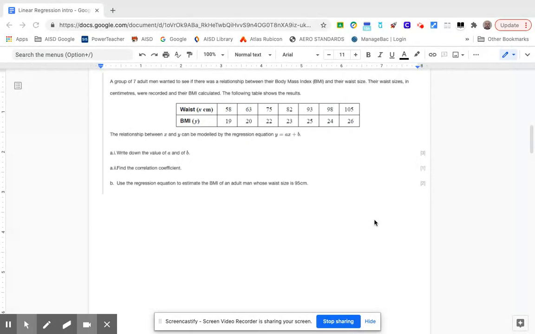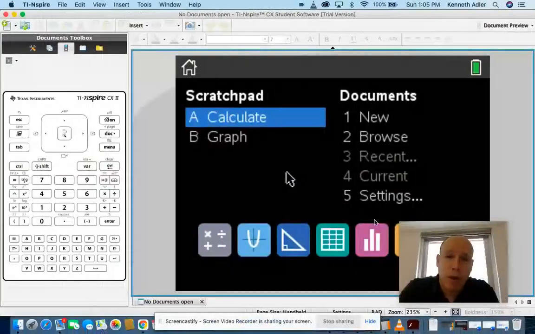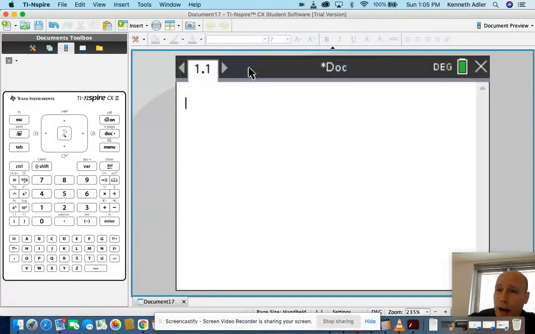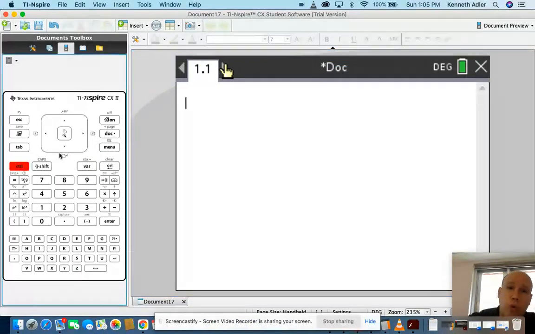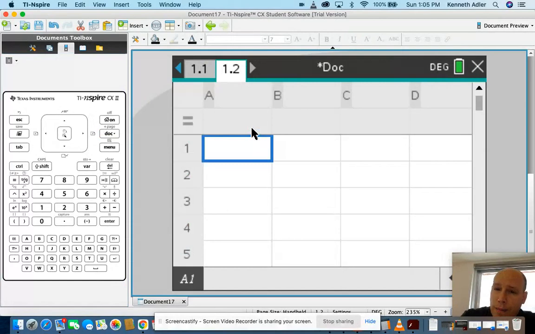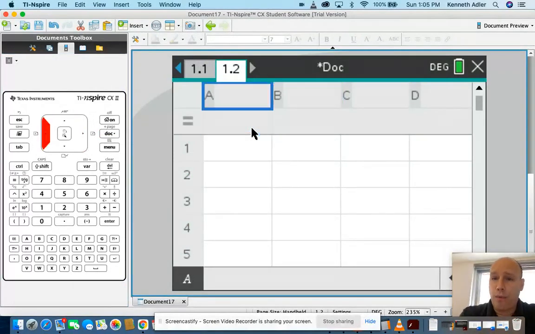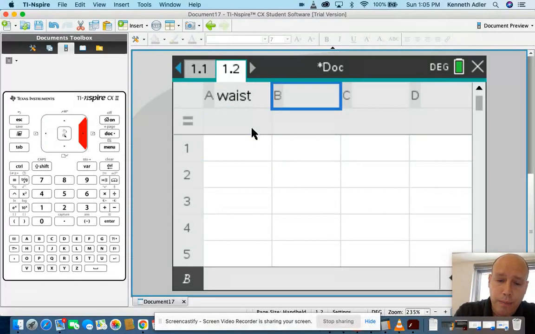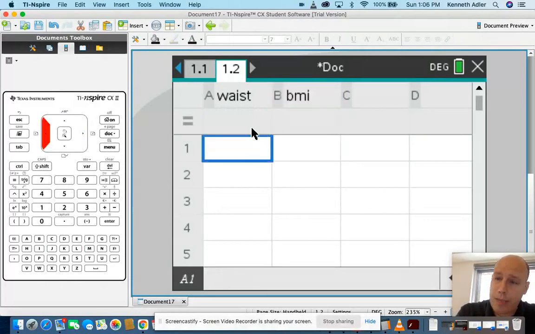Okay, let's get to work. So first thing we're going to do is go to the calculator. New. Then we're going to do control, doc, add lists and spreadsheets. First of all, I think I did this before actually, so let's do it again. Waist, and BMI. So the waist was the X. The BMI was the Y.